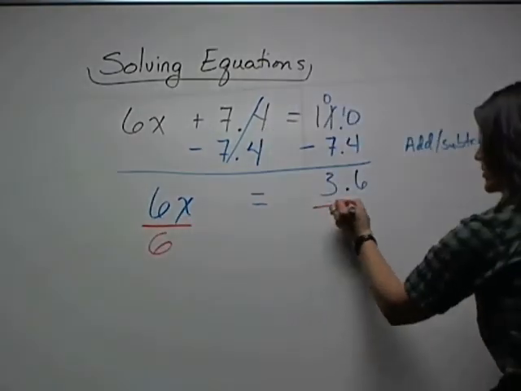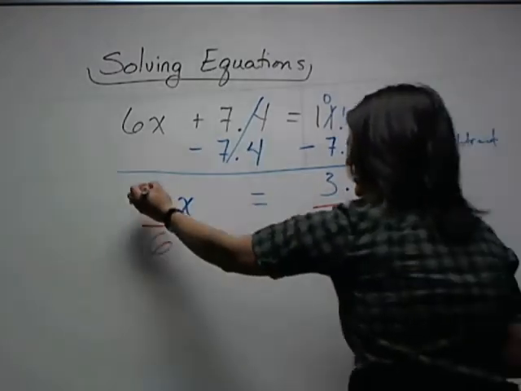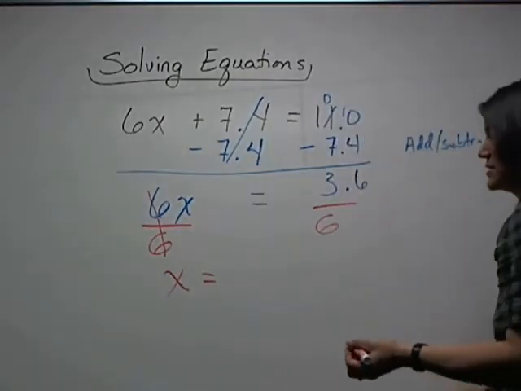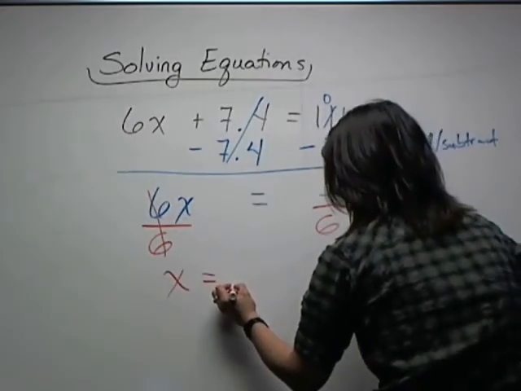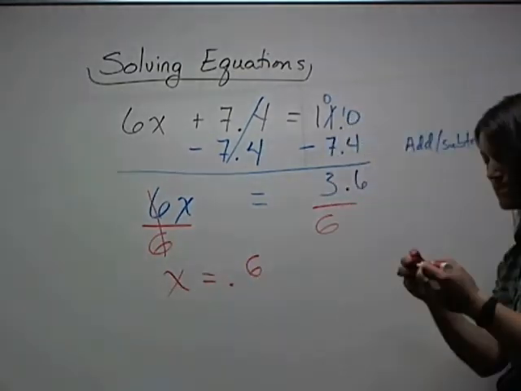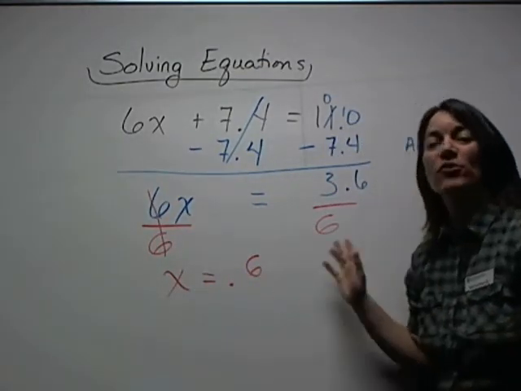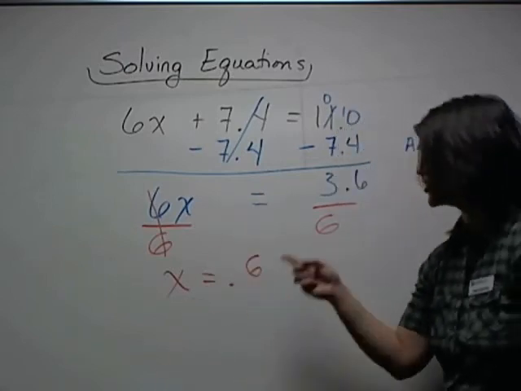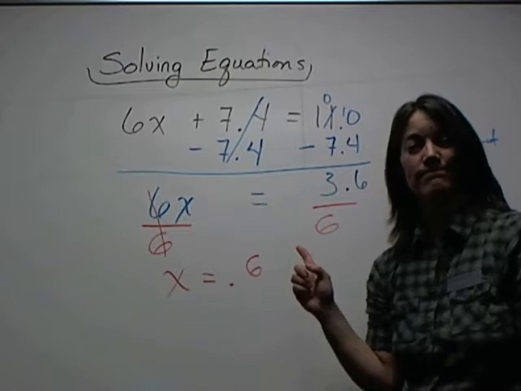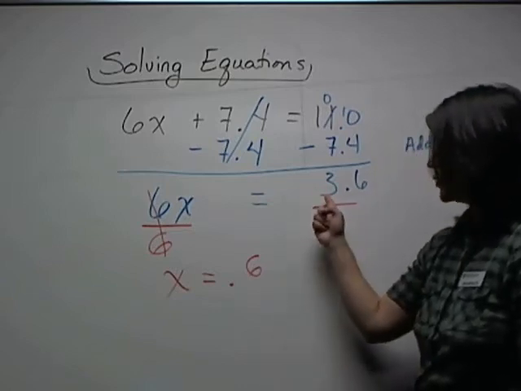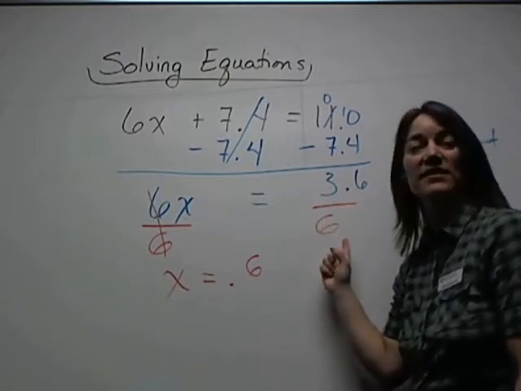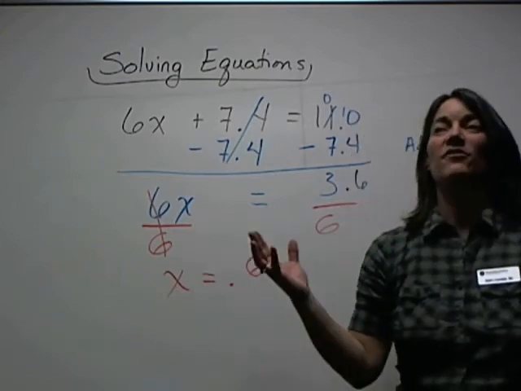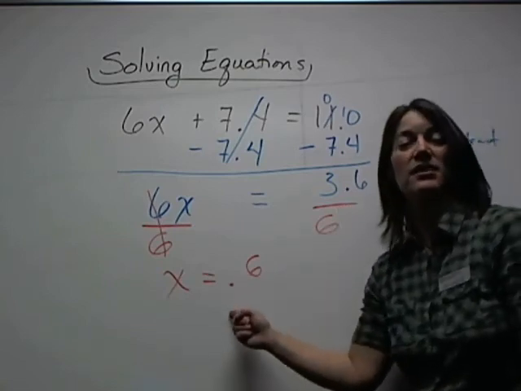Whatever I do to one side, I once again do to the other side. 6 over 6 cancels out. I'm left with x is equal to 3.6 divided by 6 gives us 0.6. Now, I'm a firm believer that the reason that calculators were invented is to do division of decimals for us. Okay? So as long as you are showing that is 3.6 divided by 6, and that's the operation that you're doing, I don't need to see the actual long division. Feel free to plug and chug that into your handy dandy calculator to come up with your answer.